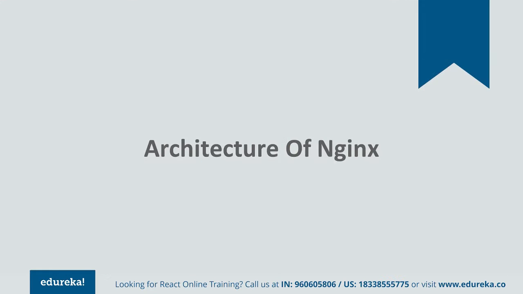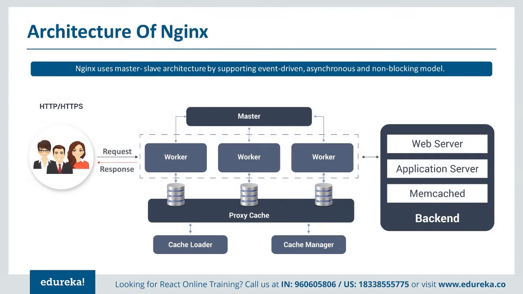Now what is the architecture of Nginx? Nginx uses a master-slave architecture, supporting an event-driven, async and non-blocking model. We have a cache manager and a proxy cache. Now we have workers. The load is divided between multiple workers, meaning whatever request comes, it is divided between multiple workers, and that's how your application works better. The web server, application server, memcache or backend are all part of a worker. So the worker process accepts the request and starts processing it.